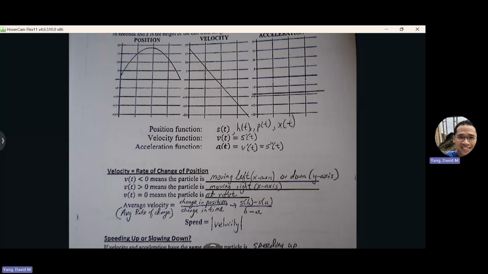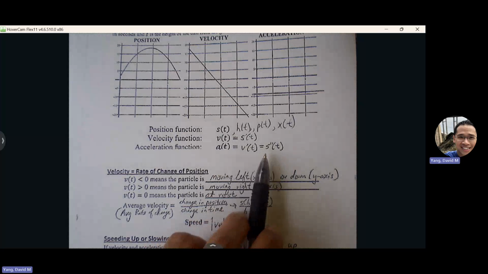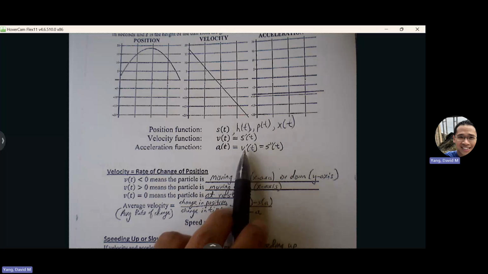Acceleration, you can think of that as the second derivative of your position, or you can just think of it as one derivative down from the velocity function.